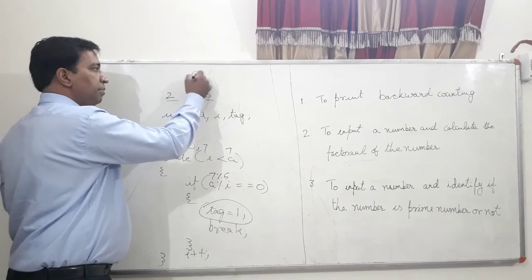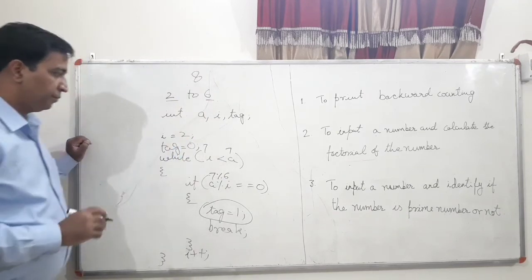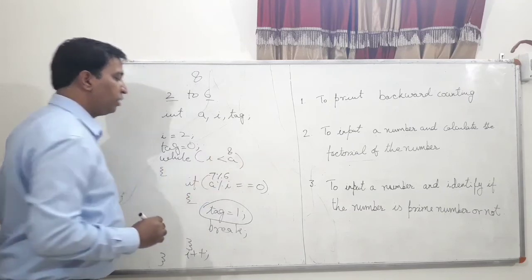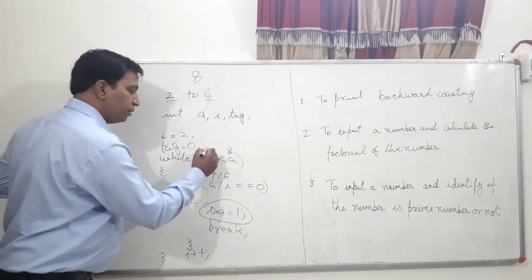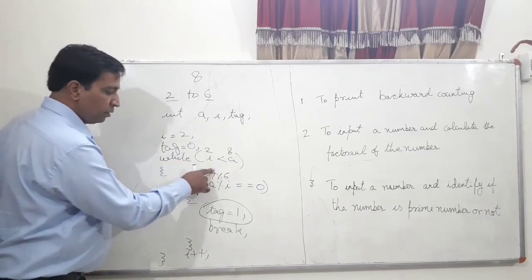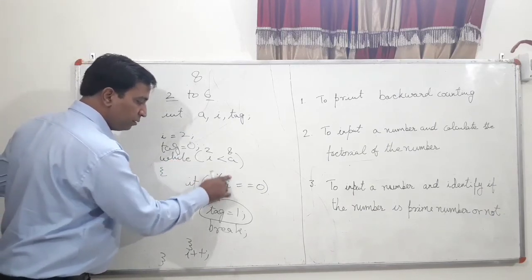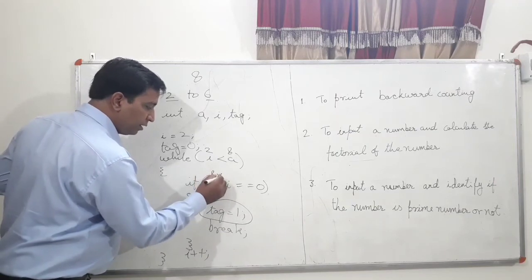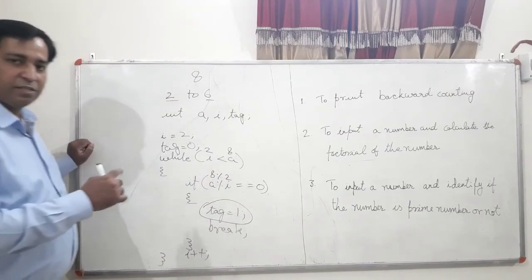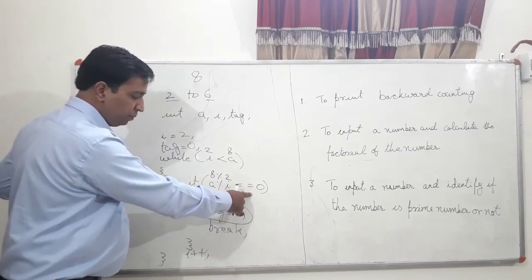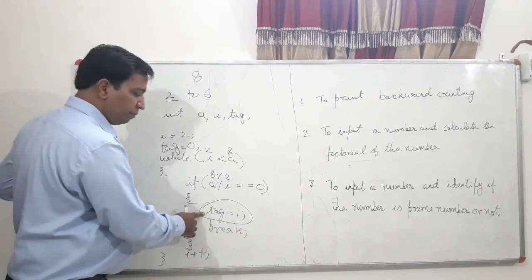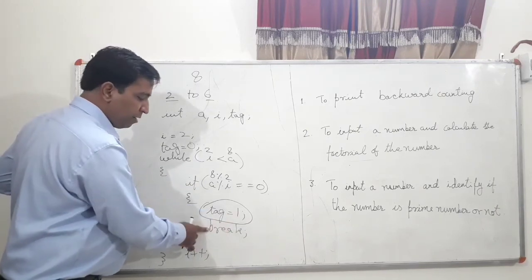Now suppose number is 8, right? Now that means A is holding 8, here I is holding 2. Now here I am checking 8 % 2, that will give remainder as 0. So 0 equal to 0, if part will be executing, right, that means tag is equal to 1 and break.